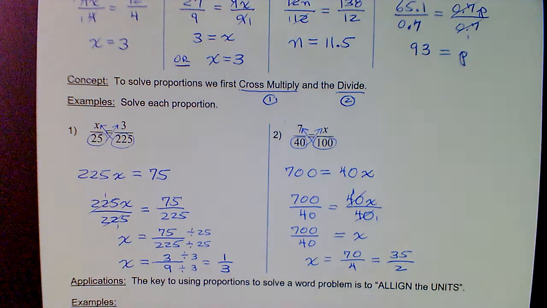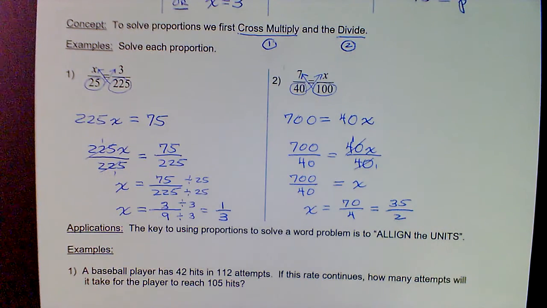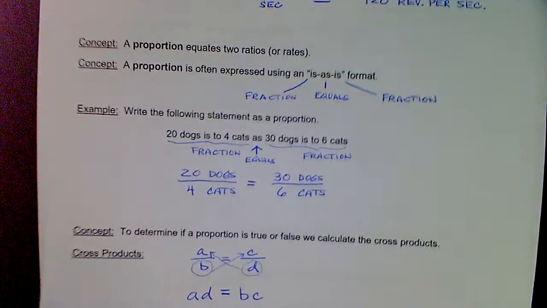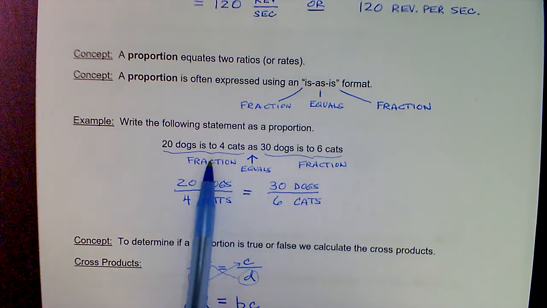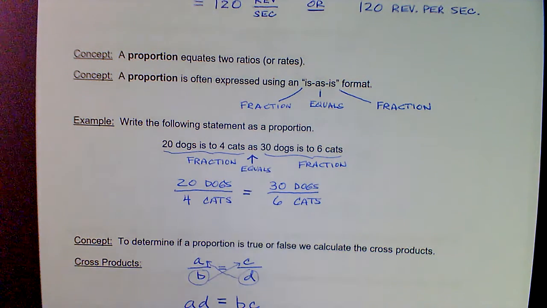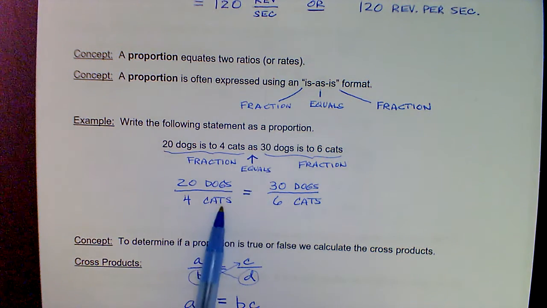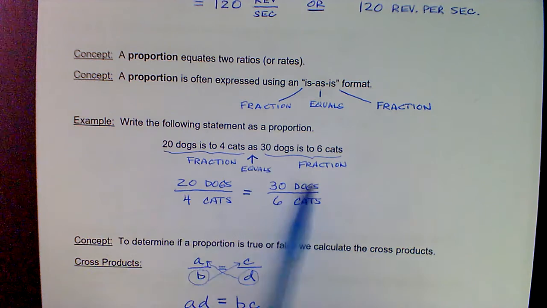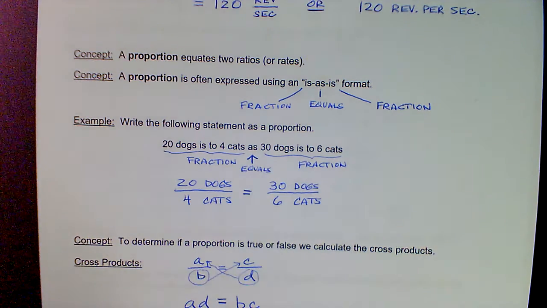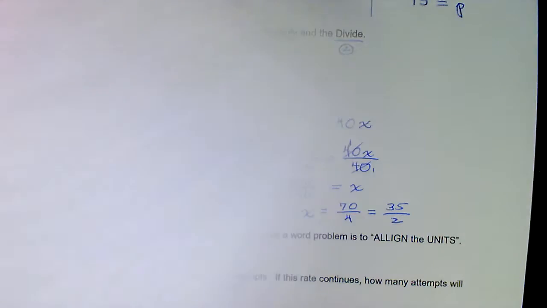And the final concept is to deal with some application problems. The key to application problems, I use the term align the units. I mentioned this last time when we set up the proportion, bringing back a page from last class. If you recall the is as is concept, notice how the dogs were in the numerators on both sides and cats were in the denominators.